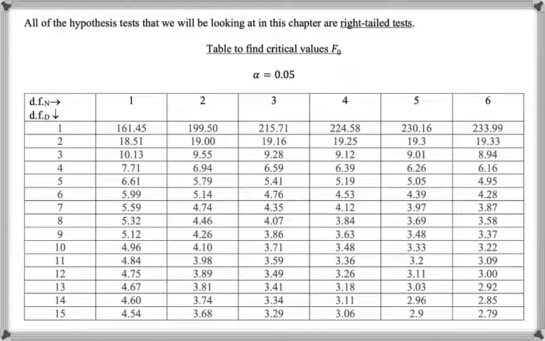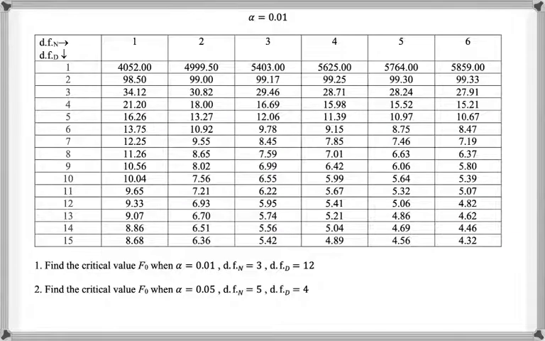All of the hypothesis tests that we will be looking at in this chapter are right-tail tests. So here's the table to find the critical values f0, and this is for alpha equal to 0.05 and alpha equal to 0.01.